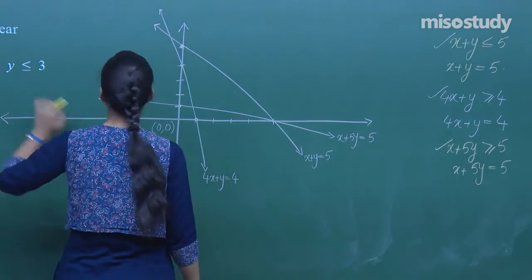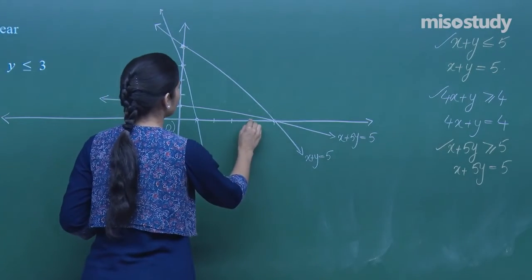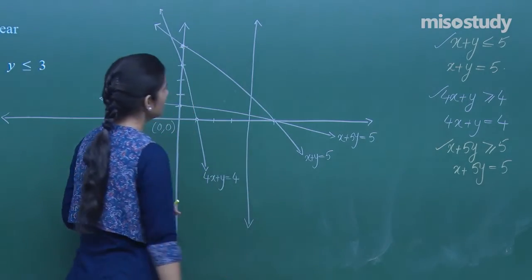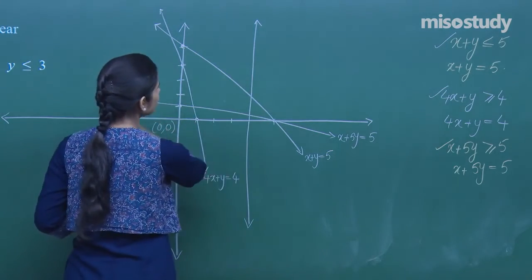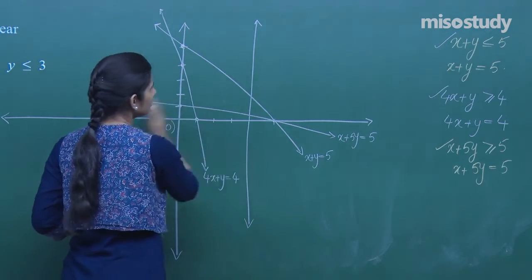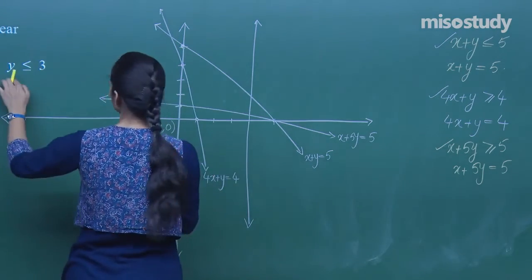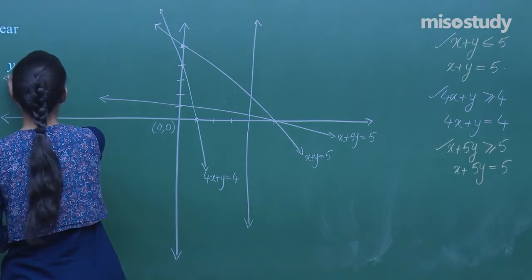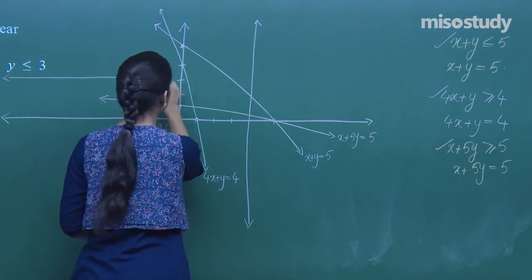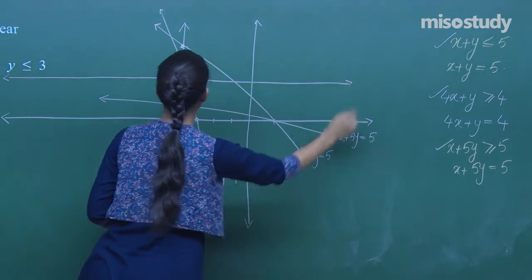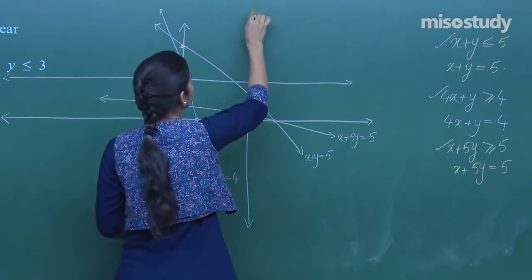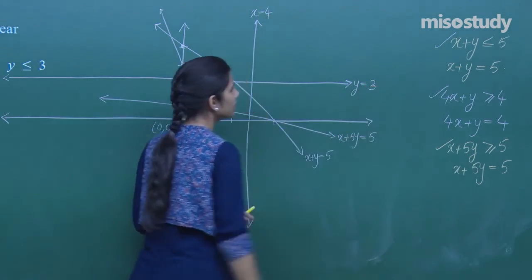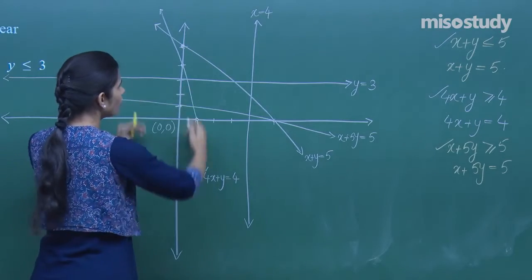Next I have x less than or equal to 4. What is x equal to 4? This is x equal to 4. X less than or equal to 4, less than means over here, so everything this side of this line. And next I have y less than or equal to 3. If I talk about y, this is y equals 3. This is x equals 4. And this is y equals 3. Less than or equal to 3 means everything below this line.